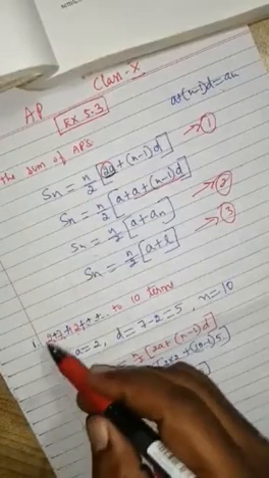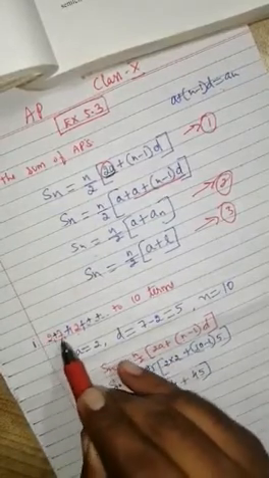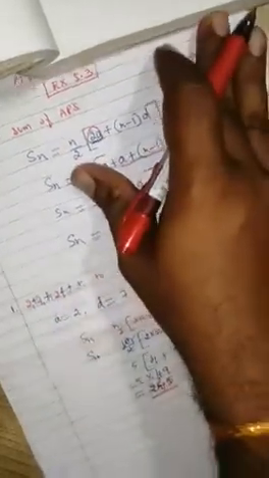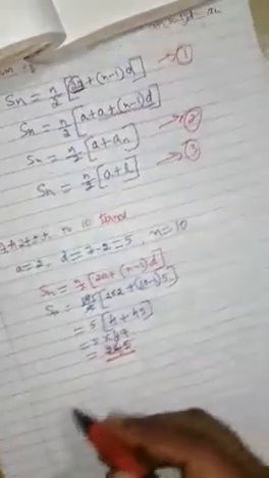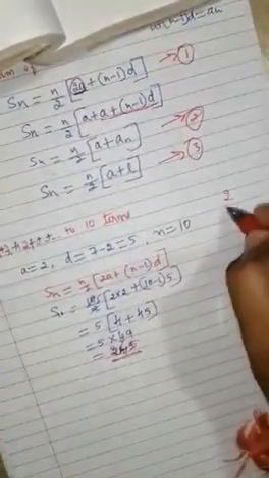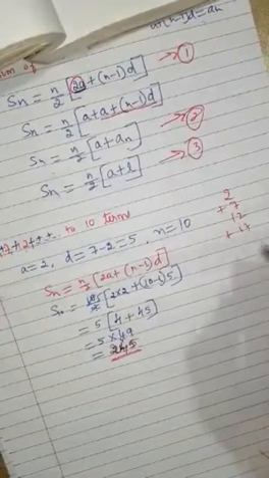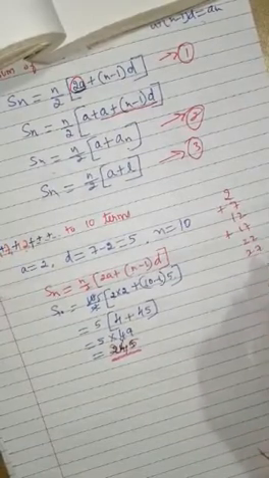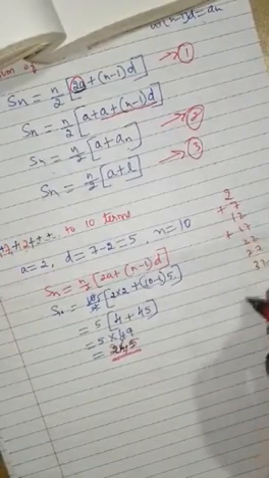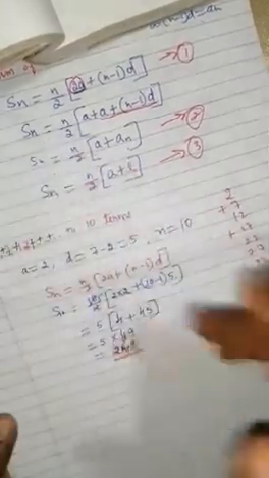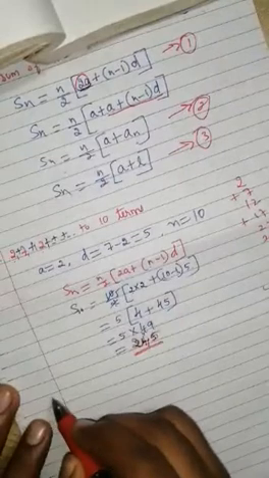So if I keep on adding 2 plus 7 plus 12 up to 10 terms of an AP, the sum will come to 245. If you want, you can calculate up to 10 terms: 2 plus 7 plus 12 plus 17, keep on adding 22 plus 27, 32, in such a way. Okay, 10 terms you can add, you will get 245 only. Let us go for the second problem.